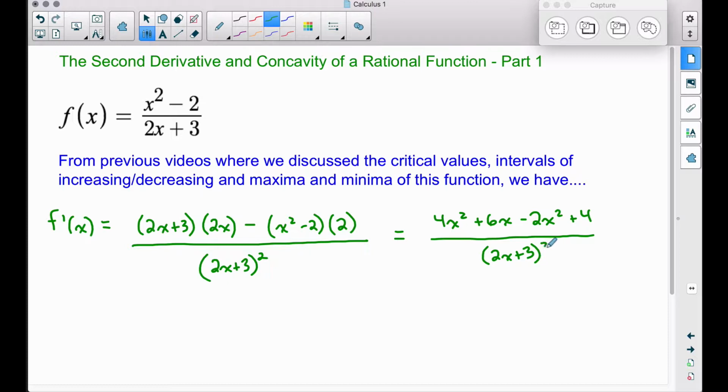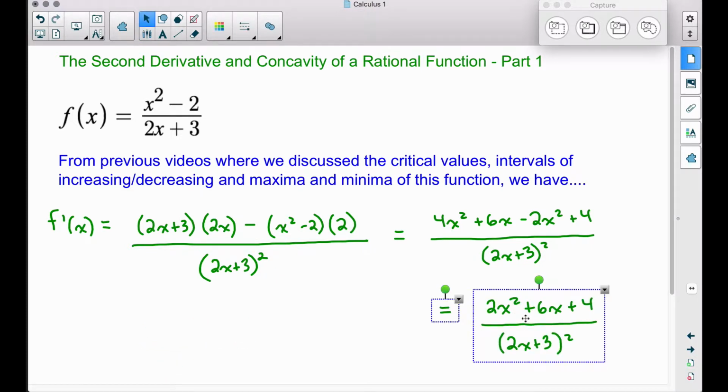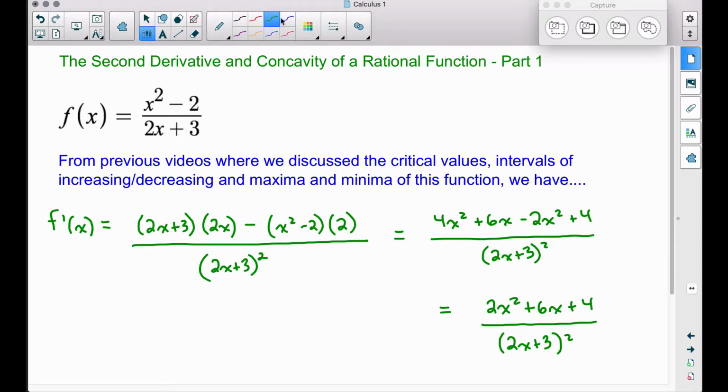Now I'm going to leave that alone for right now. Let's combine like terms in our numerator. We have 2x squared plus 6x plus 4, all over our same denominator. So this is our first derivative here, and we could do some simplifying with this, but honestly it's not going to make a difference. Nothing's going to cancel out. And what I want to go ahead and do now is proceed with finding the second derivative. So f double prime of x.